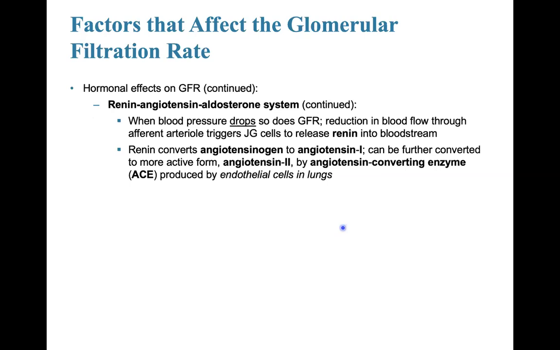So the RAAS system: when blood pressure drops, so does the GFR. Reduction in blood flow through the afferent arterioles triggers those JG cells to release renin. That renin gets released into the bloodstream, and then renin will convert angiotensinogen into angiotensin I. This can be further converted into a more active form referred to as angiotensin II by angiotensin converting enzyme, or ACE, which is produced by the endothelial cells in the lungs.